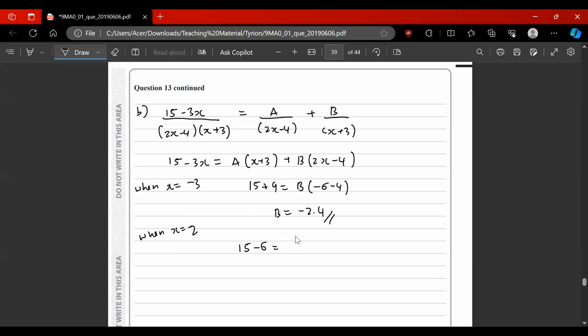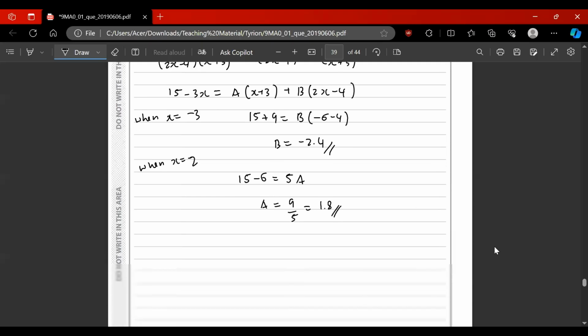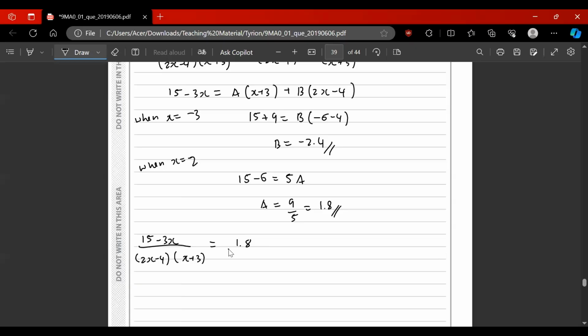Sorry, this will be now 2a, so it will be 5a, and this one will be 0. So then if you simplify, a is equal to 9 over 5, which is 1.8. So we found our constant values. You can now substitute them into your expression to get (15 minus 3x) over (2x minus 4)(x plus 3) is equal to 1.8 over (2x minus 4) minus 2.4 over (x plus 3). This is now the partial fraction we need to integrate.